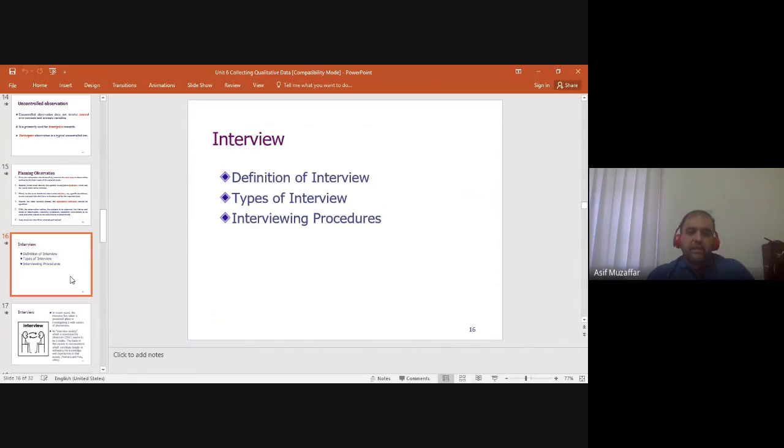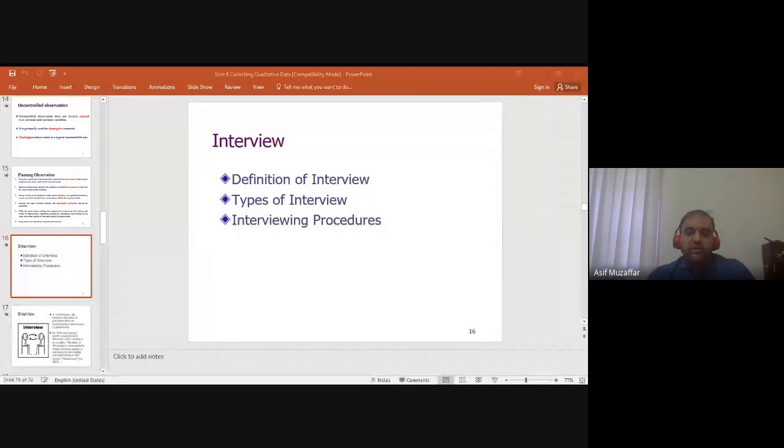Then the next important thing about qualitative research is the interview. We will define interview, then see how many types of interviews there are. Remember, for qualitative research, interviews are an important tool, same as the questionnaire for quantitative data. When you are collecting quantitative data, a questionnaire or survey was an important tool. Here, for qualitative data, interviews are very important tools. Observations and interviews are the two tools. We have talked about observations. Now we will be talking about the interviews.